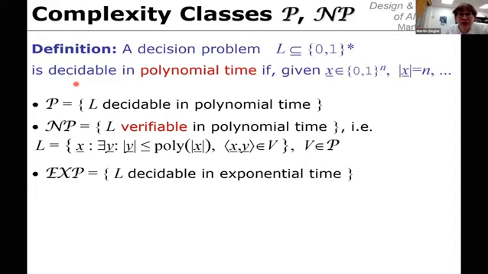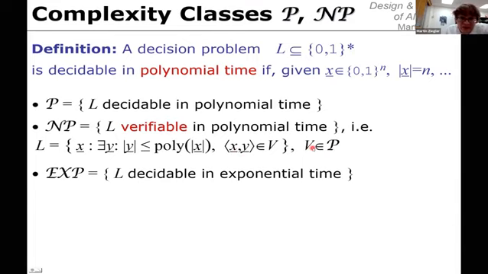It's the set of all finite binary strings X with the property that there exists a Y, which will be called a witness, of length bounded polynomially in the length of X. So it could be, for instance, at most the length of X, but it could also be at most the quadratic length of X, or to the 6th power, with the following property: that the pair X comma Y belongs to this other decision problem V, which is in turn polynomial time decidable.